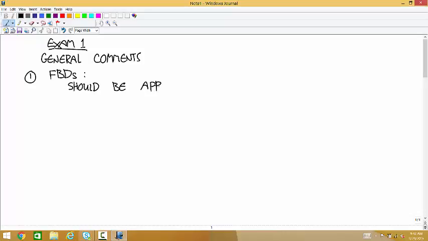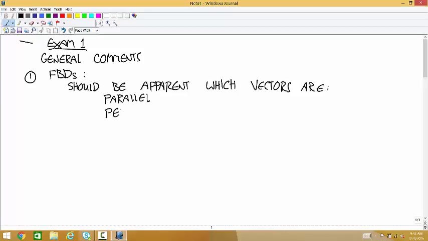So it should be apparent which vectors are parallel, perpendicular, or neither. If you're not drawing the directions of your vectors with enough care for someone to be able to see that, then you're not doing an effective free body diagram. Okay.